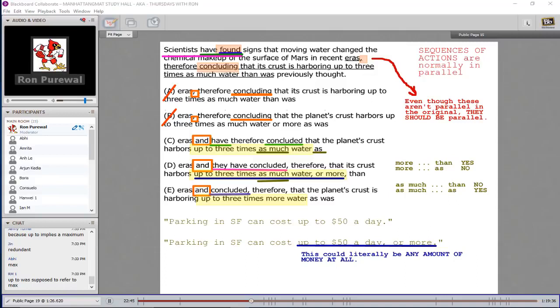As much than. The way that you would have to write D if it meant something would be as much as or more than, because you have to have the as there. Give me a smiley if that makes sense.